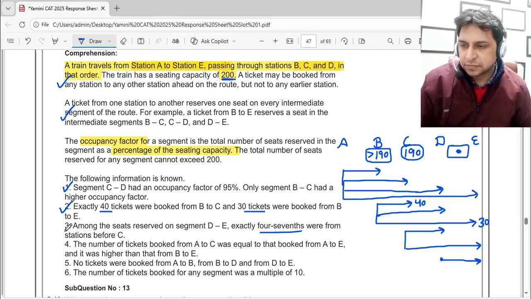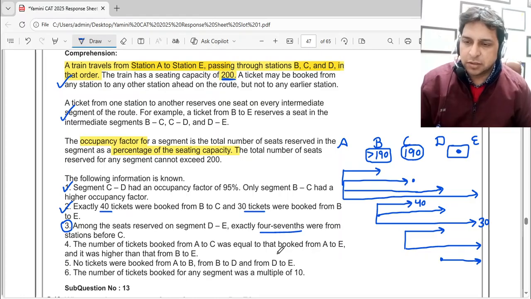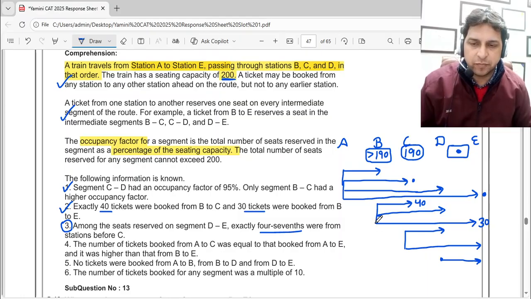So this information we cannot use right now because we don't have the number of how many are on this segment A to E. The number of tickets booked from A to C was equal to that booked from A to E, and it was higher than B to E. B to E was 30. So that means these numbers should be greater than 30.